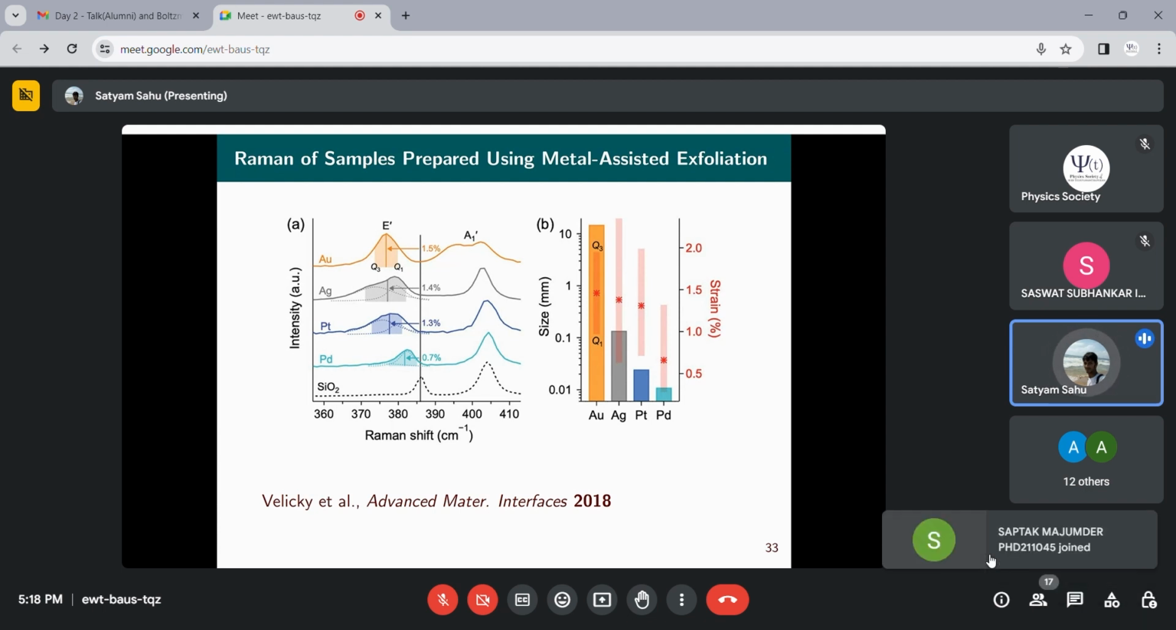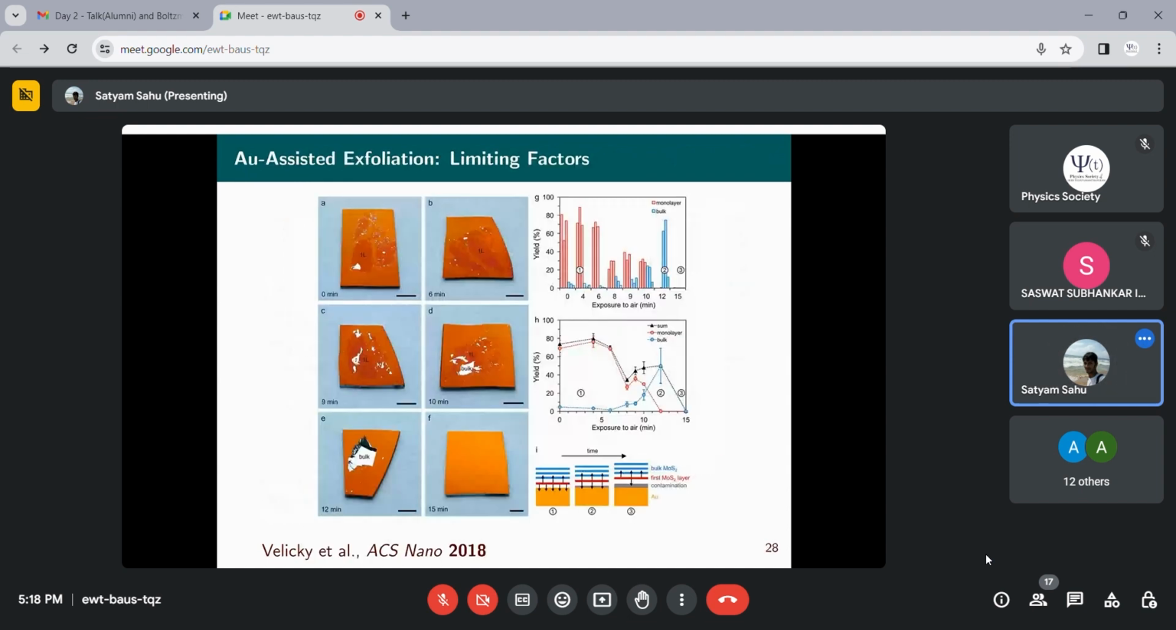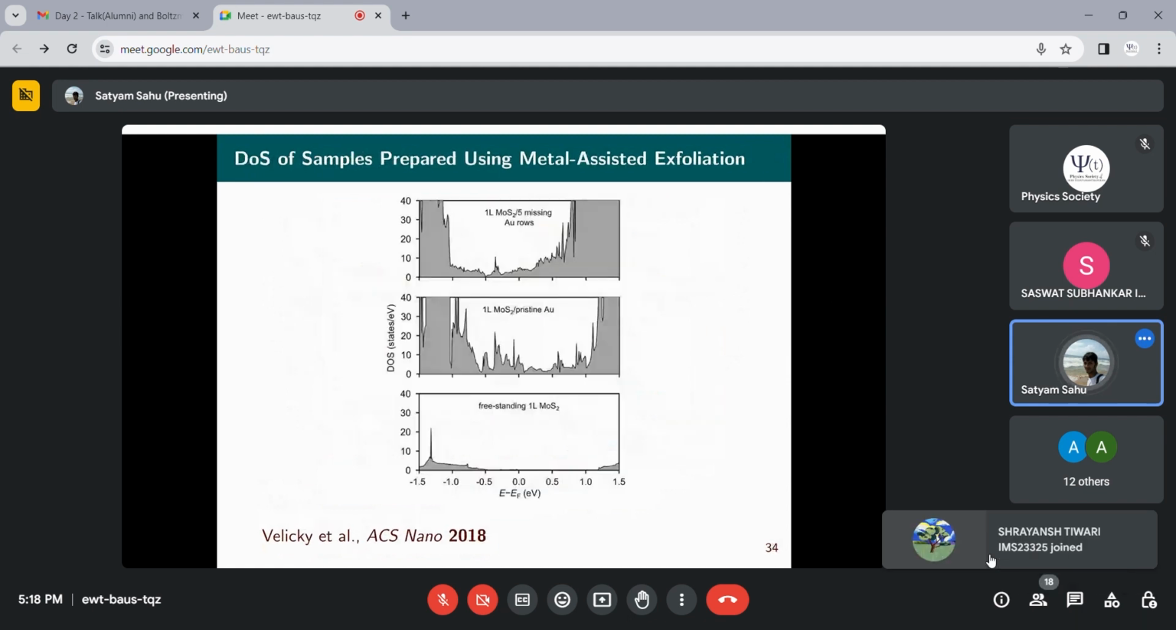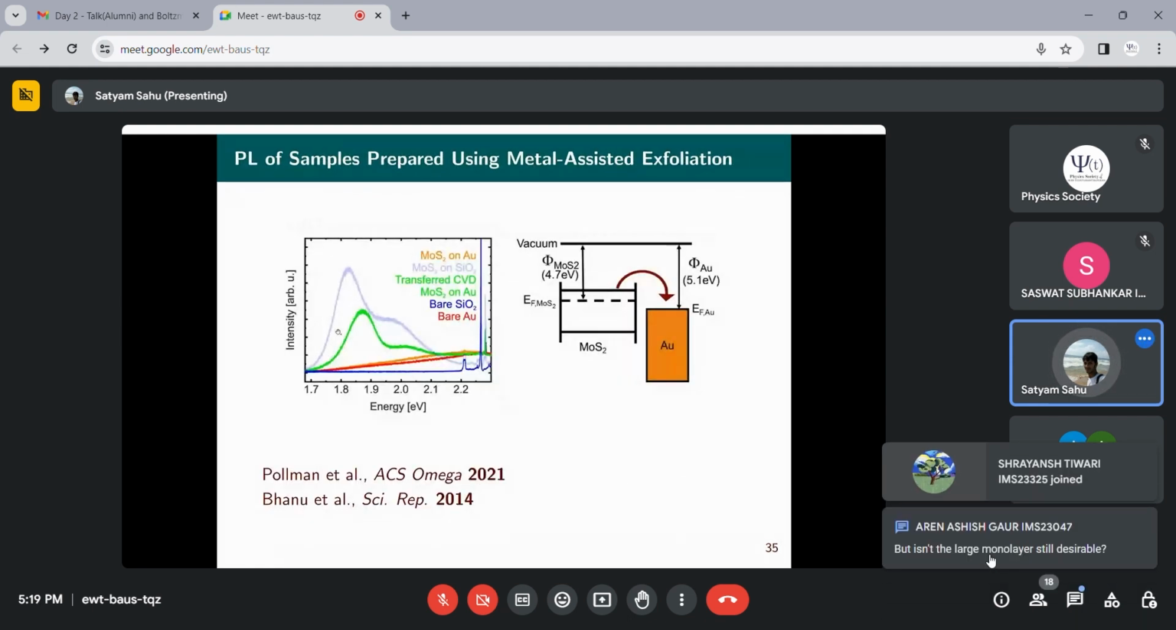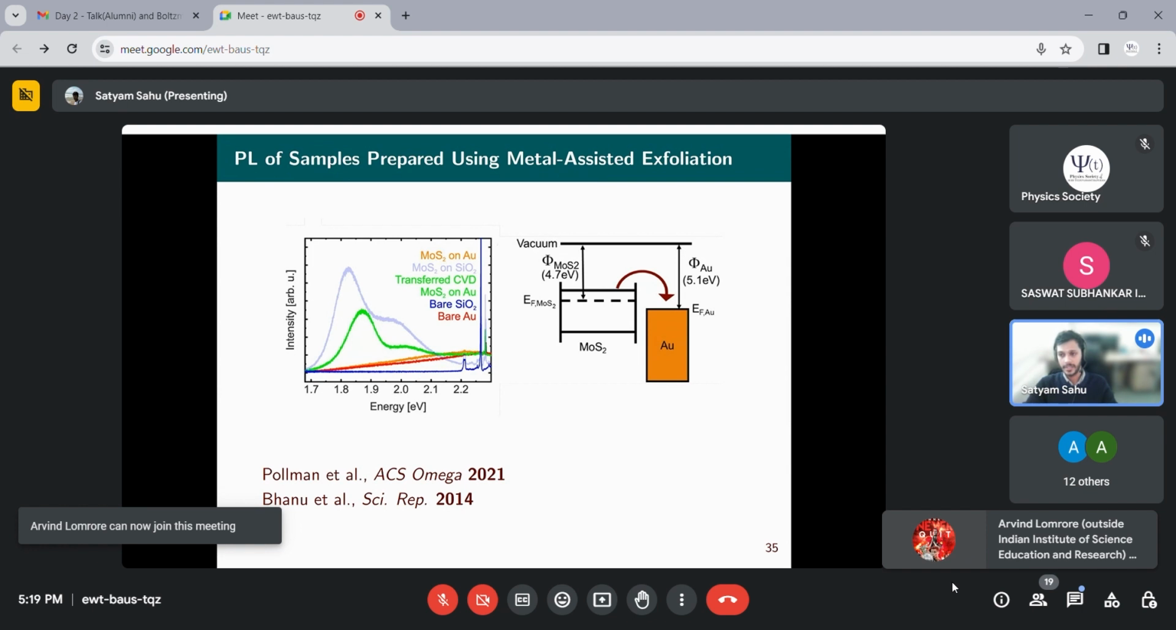And another thing is that when you look at the photoluminescence, there was no emission when we were performing experiments on gold. I think I missed it here. So when you have the TMD on a dielectric substrate, you have very nice photoluminescence. But on a metallic substrate there is almost nothing. So you cannot use it for any optical studies. Also you cannot make devices out of it. That's why I said that it's not quite useful.